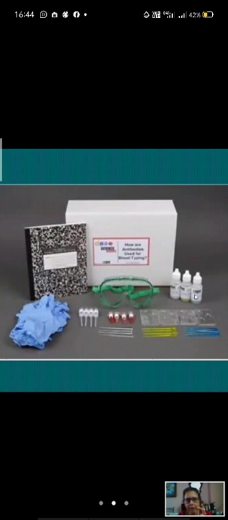In our class, generally I show you how the clotting looks like under the microscope. So these are the requirements.